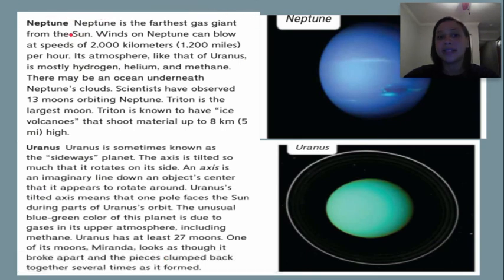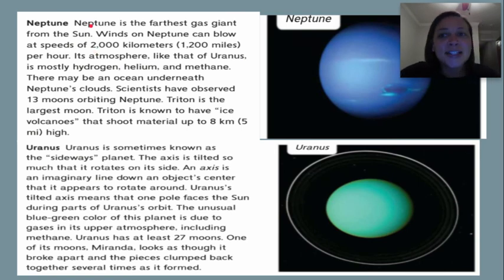Okay, it's very windy on Neptune. There is believed to be an ocean underneath of Neptune's clouds. Now, because it's so far away from the sun, it's the farthest planet. We can predict or infer that it's most likely an ice ocean that's frozen. There are volcanoes that exist, but they call them ice volcanoes because they shoot up material very high in the form of ice because it's so cold there.